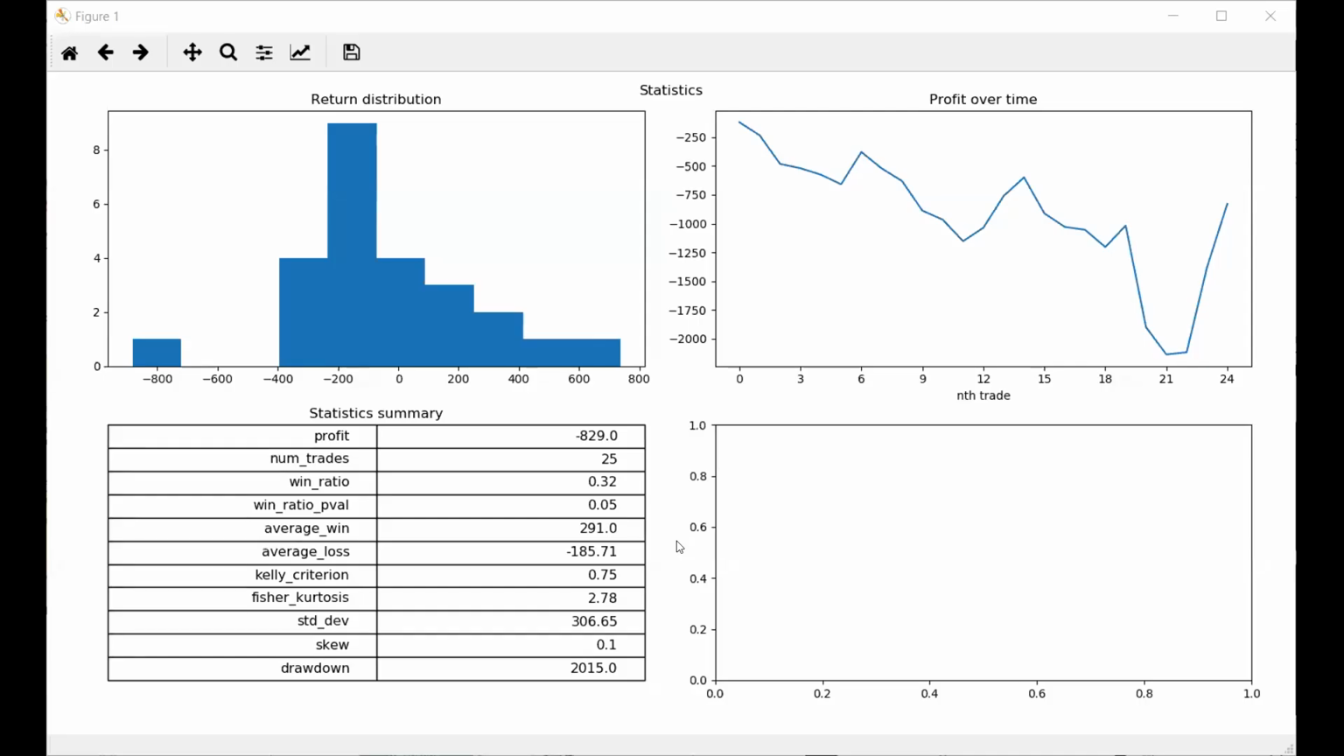Looking at our kurtosis value, the Fisher kurtosis of a normal distribution is 3. Ours is slightly lower, which is a good sign, because that means our tails are slightly not as fat. Our standard deviation, okay. Skew, okay, skew measures how... It's pretty interesting, the skew value is pretty low.